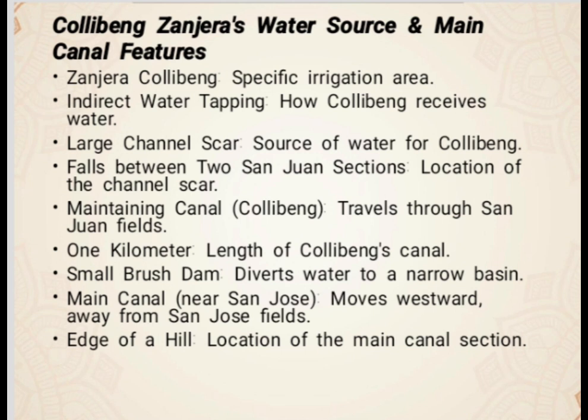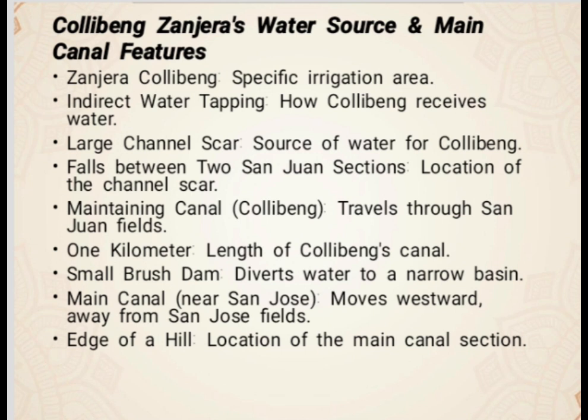It travels through San Juan Fields, with a 1 kilometer length for Colibeng's canal. A small brush dam diverts water to a narrow basin. The main canal is near San Jose. As you can see, mas malapit siya into San Jose yung main canal. It moves westward away from San Jose Fields.